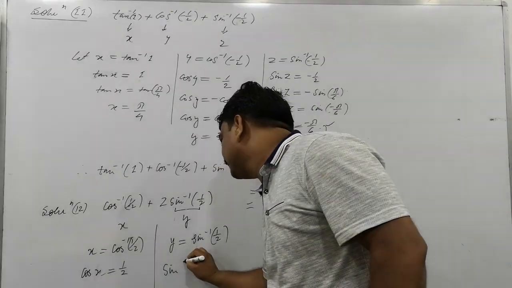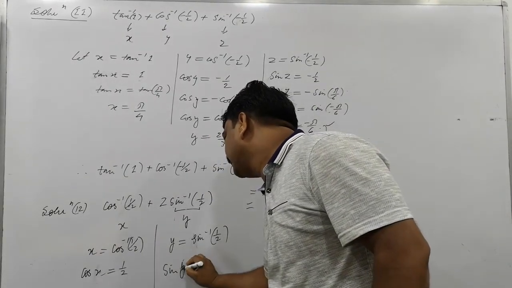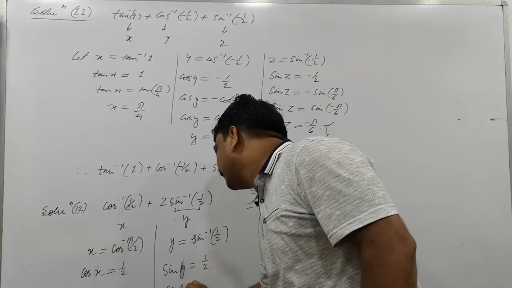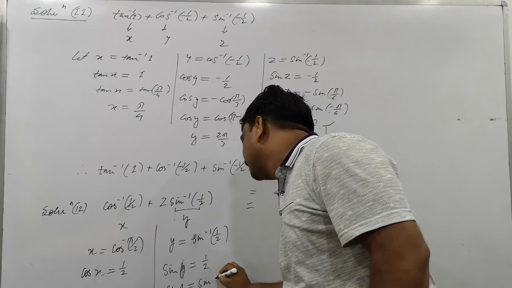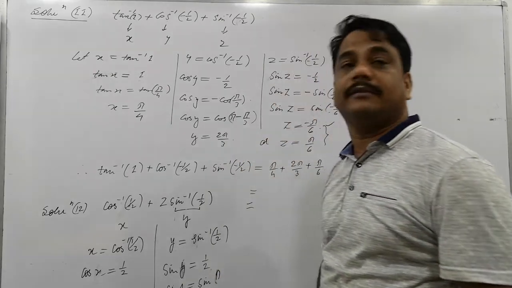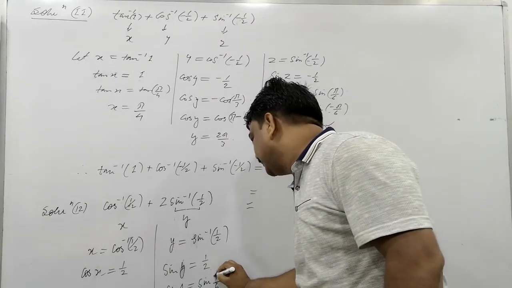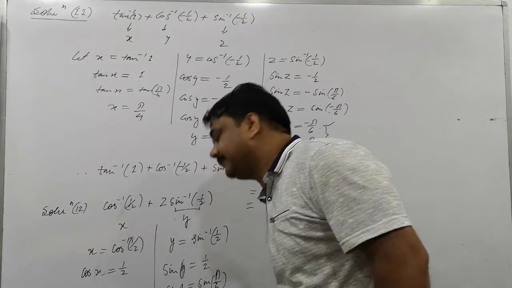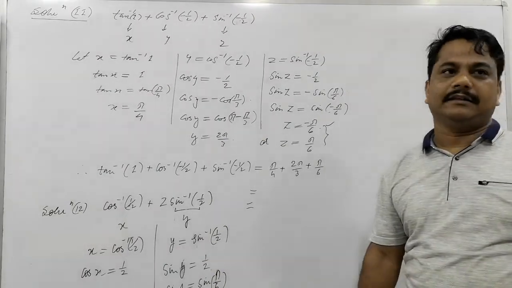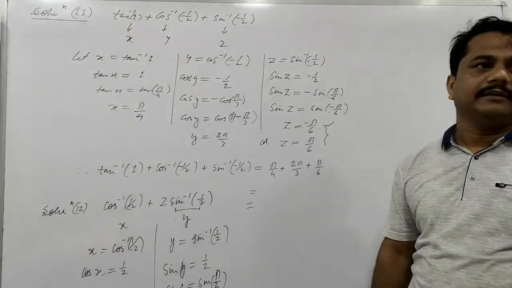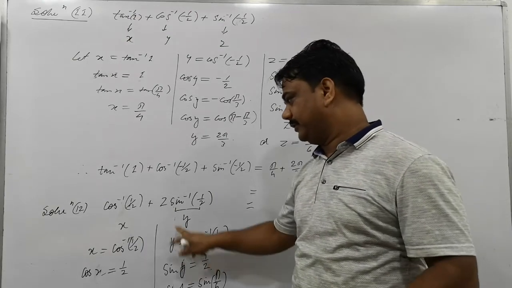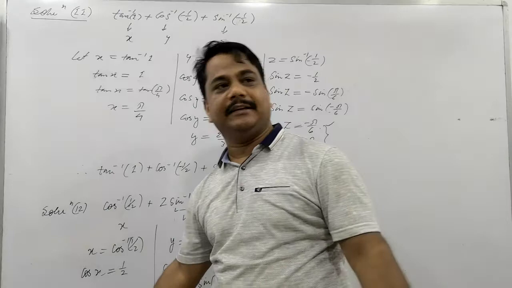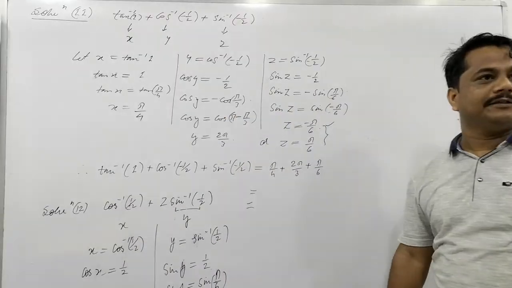So sine of y is equal to 1 by 2, and we can write sine of y is equal to sine of pi by 6, where pi by 6 is 30 degrees. So y is pi by 6, which lies in the principal range. If you put pi by 6 here, what will come? 2 times pi by 6 is pi by 3. Is the confusion clear?